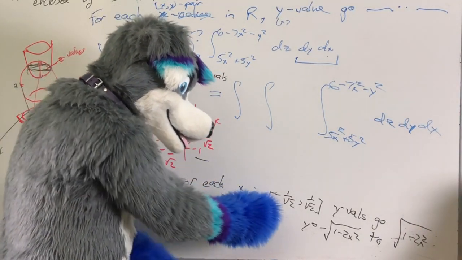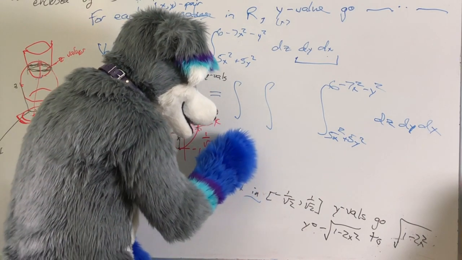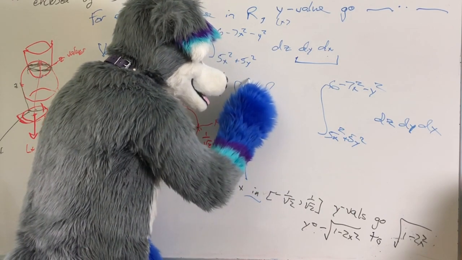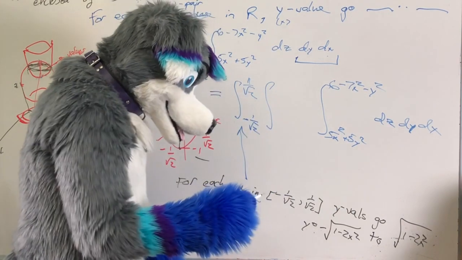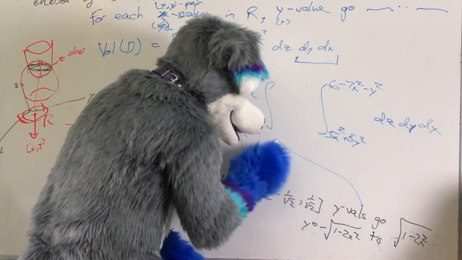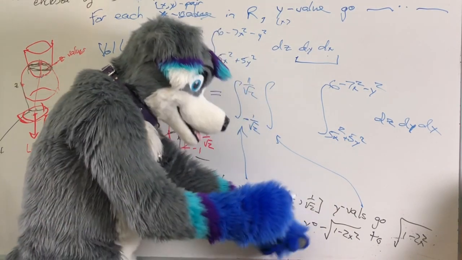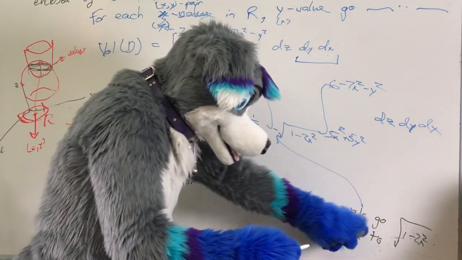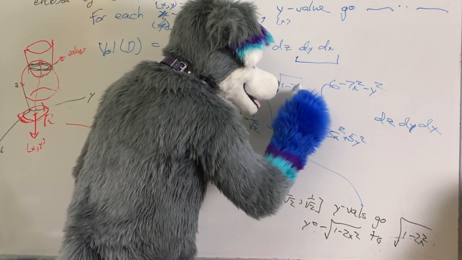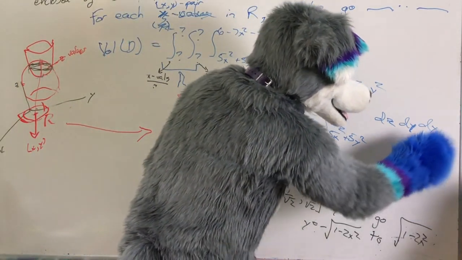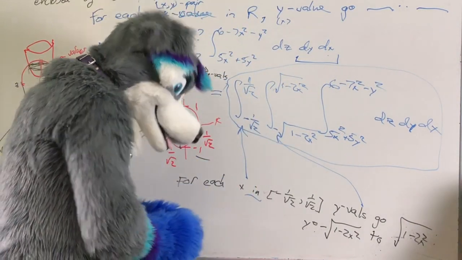Okay, so here's my x values. My x values are going from -1 over square root 2 up to 1 over square root 2. And then the y values go from that guy up to that guy. Just like in the circle. And that's it. And then you can evaluate that integral and you get a number, and that number is the volume of your solid.